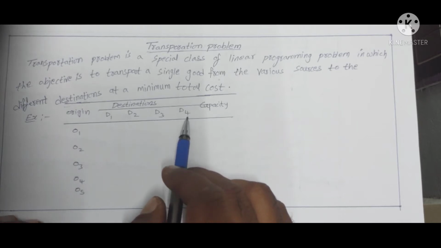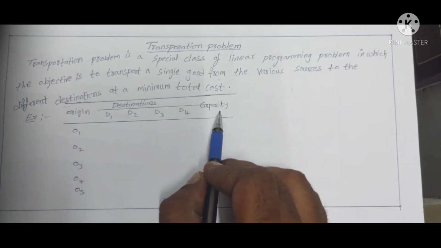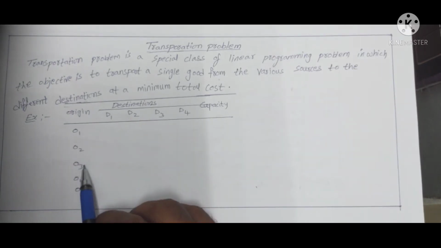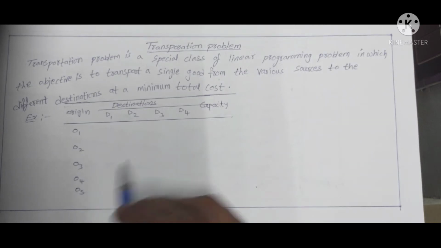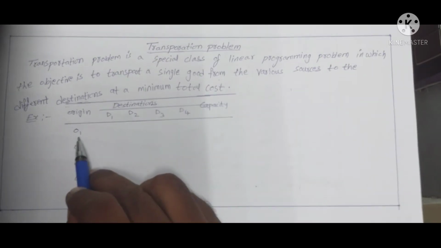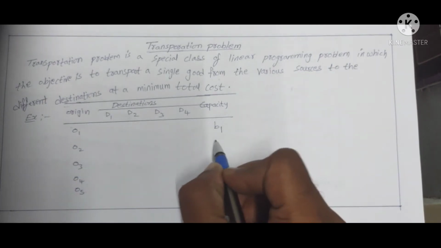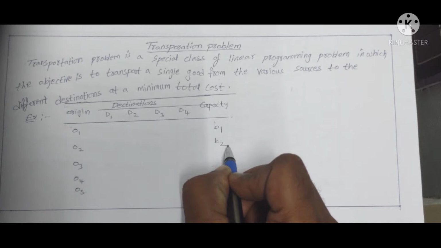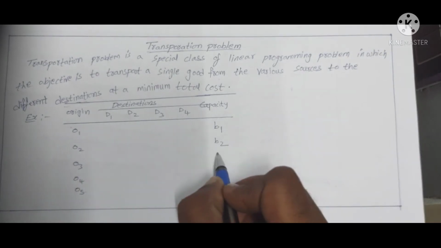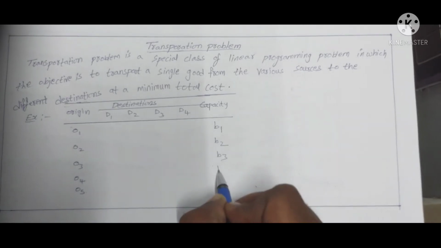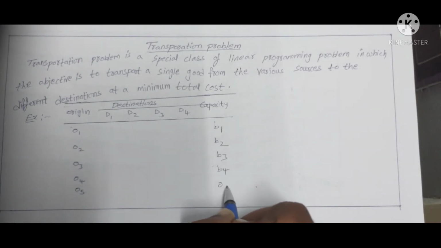Next, capacity is the number of goods that can be produced by the origins O1, O2, O3, O4 and O5, written here. Let us take origin O1 can produce b1 number of goods, origin O2 can produce b2 number of goods, origin O3 can produce b3, origin O4 can produce b4, and similarly origin O5 can produce b5 number of goods.